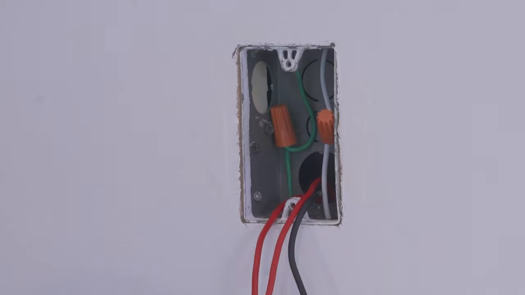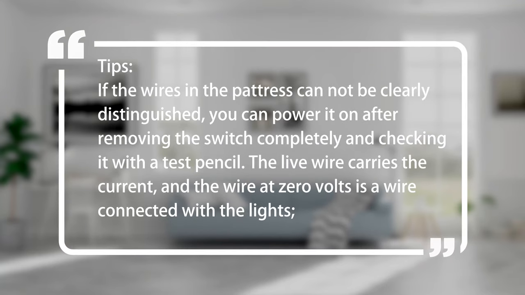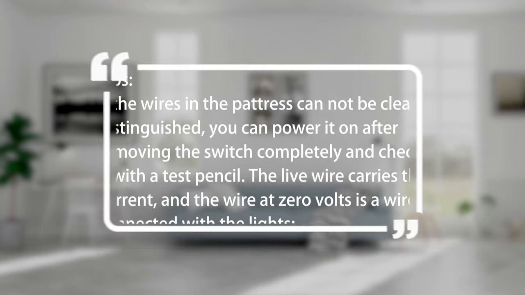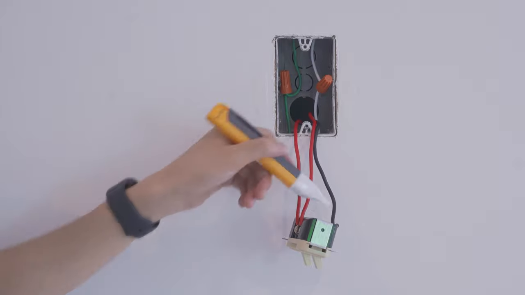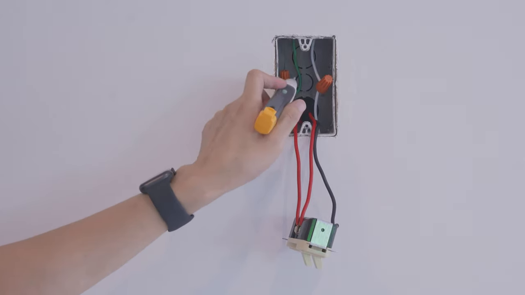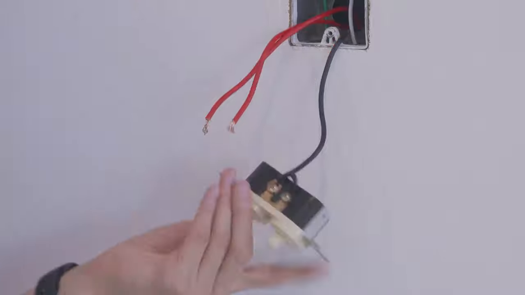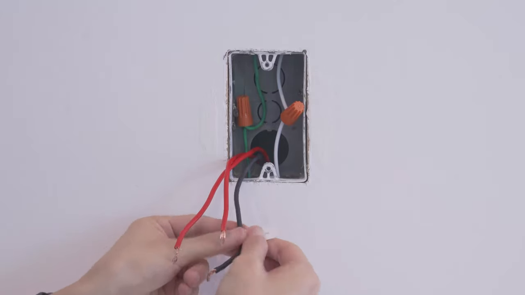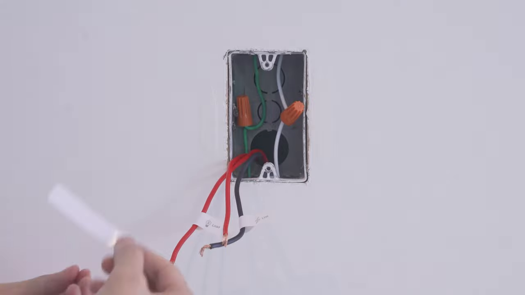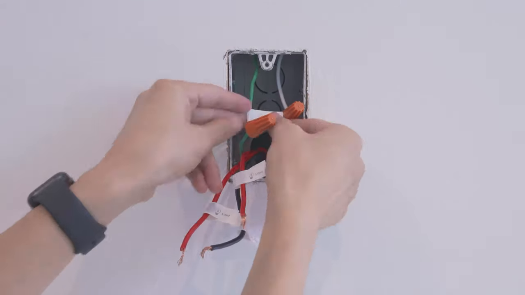the wall switch. Tips: if the wires in the box cannot be clearly distinguished, you can power it on after removing the switch completely and check it with a test pencil. The live wire carries the current, and the wire at 0 volts is the wire connected with the lights. 2. Remove the original switch after ensuring that the power has been completely cut off, and then mark the wires with the wire labels to help distinguish the corresponding wires during the installation process.